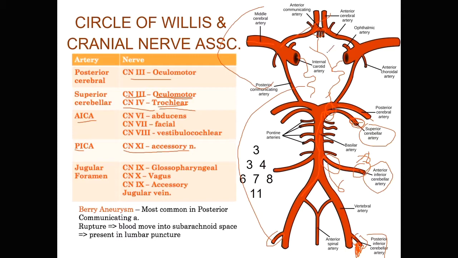And guess what is right here? We have a nice optic chiasm. If this has a nice swelling, you're going to damage cranial nerve 2. So this is a berry aneurysm. We can also have a berry aneurysm right here of the tip of the basilar artery, or a berry aneurysm of the posterior communicating.